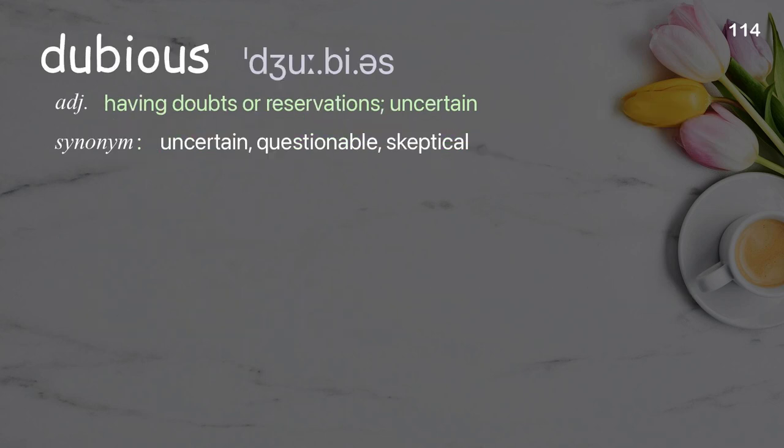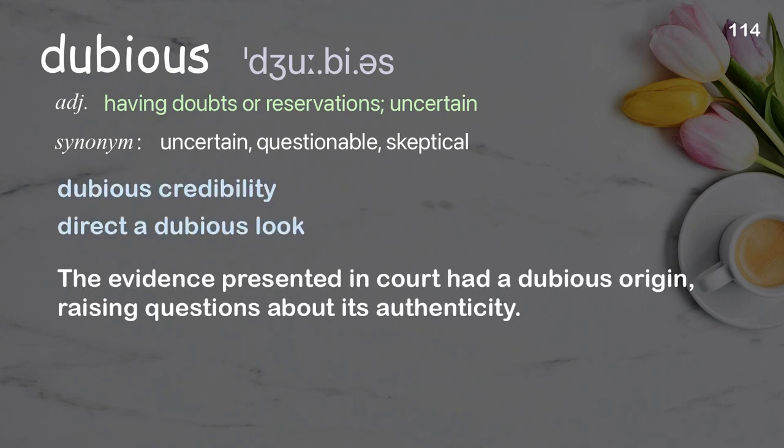Dubious: having doubts or reservations, uncertain. Examples: dubious credibility, direct a dubious look. The evidence presented in court had a dubious origin, raising questions about its authenticity.